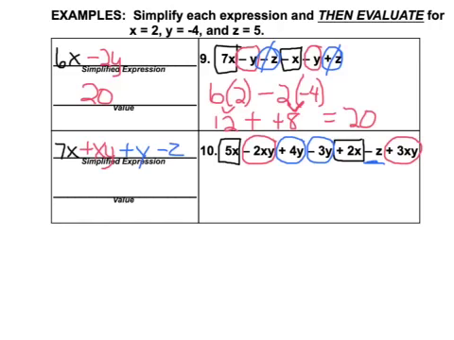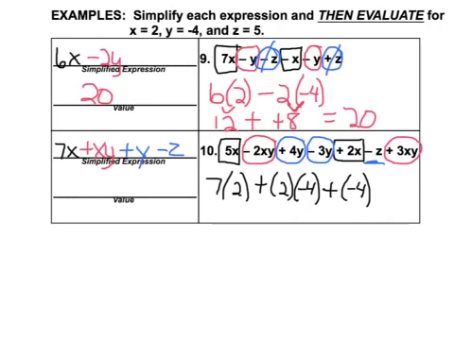So I substitute. I start with 7, and I substitute the 2 for x. And then plus, then I have xy, so I'm going to put both of those in parentheses. The x is 2. The y is a negative 4, so I put that in parentheses. Then I have plus y, and y is a negative 4, so I just put that in parentheses. And then I have minus z, and z is 5. So now I've substituted, and now I do order of operations.